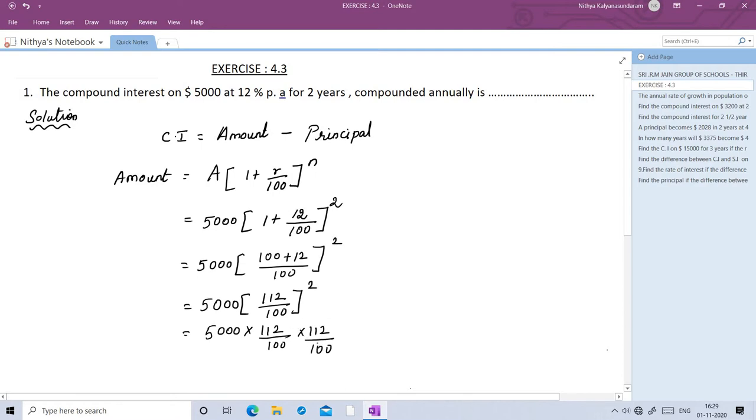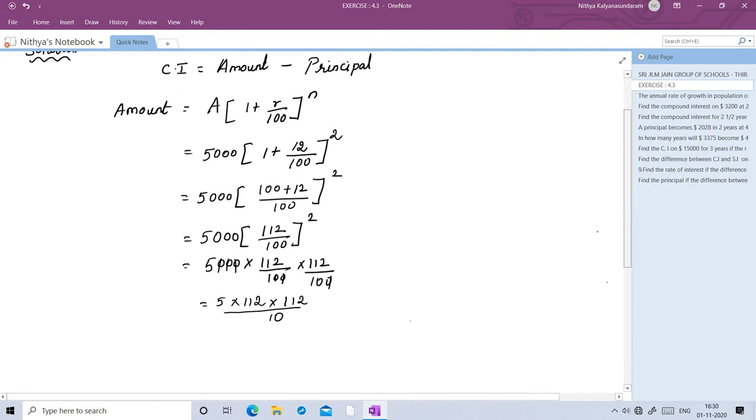So square means we want to split and write 2 times. Then cancel 2 zeros. Again 1 0, 1 0. Then 5 into 112 into 112 divided by 10. Then the amount is 6,272. So we got the amount.